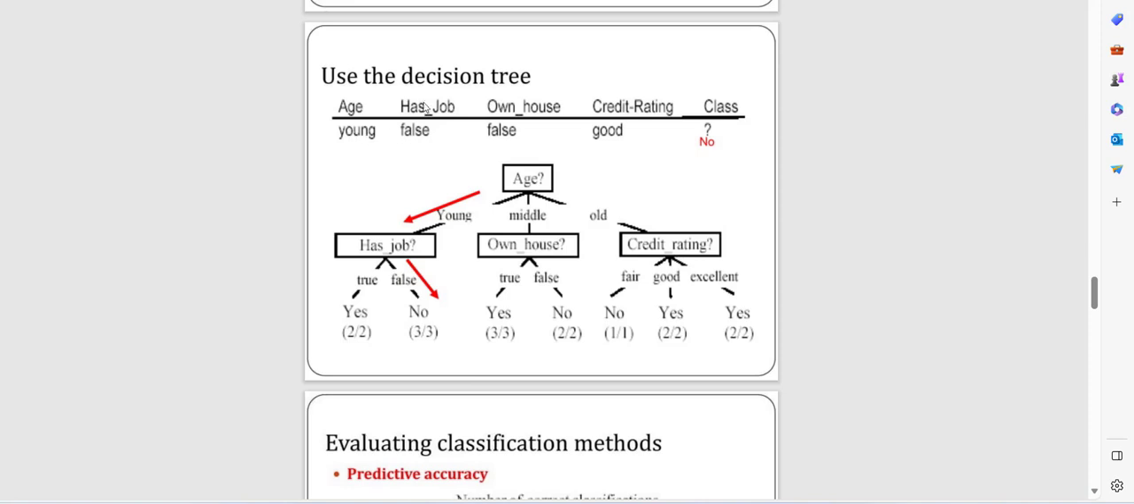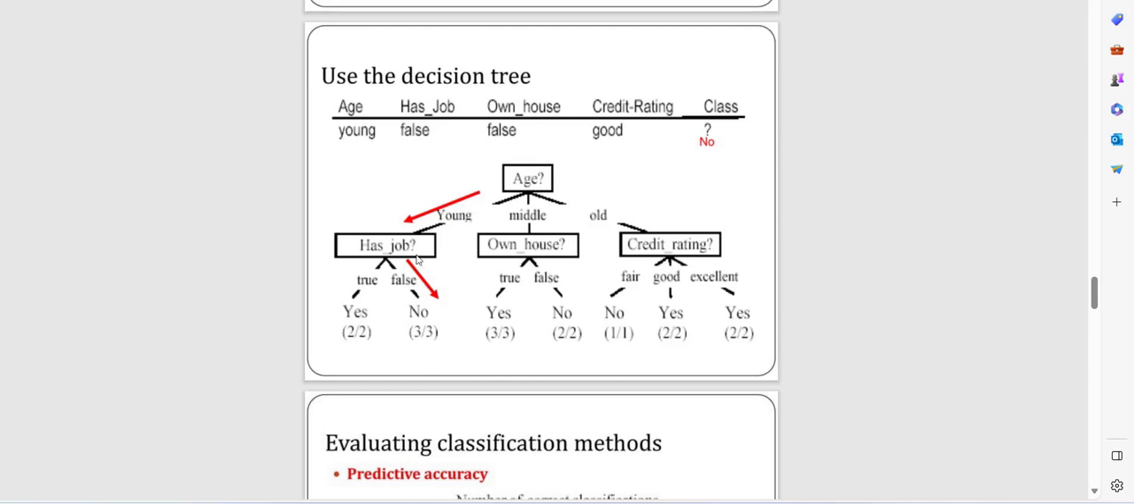For example, if the age is young, if a person doesn't have a job, if a person doesn't own a house, and the credit score is good, then what should be the decision for the loan? Okay, so we are now giving it a test example: the person's age is young, he doesn't have a job, he doesn't own a house, and the credit score is good. Should the loan application be approved for that specific client or not?